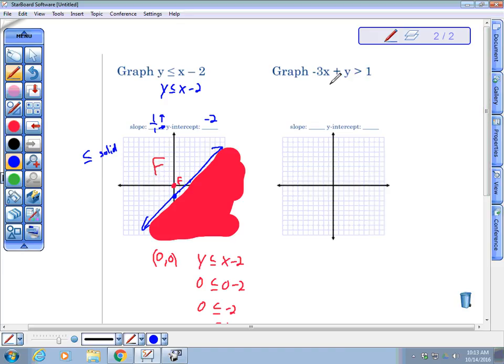Last one, this one here. I'm going to graph it as if it is minus 3x plus y equals 1. And if I add 3x to both sides, I'll have y equals 3x plus 1. The slope is 3, the y-intercept is 1, so put a dot at 1, and then go up 3, so 1, 2, 3, and over 1, up 3 and over 1, up 3 and over 1. Now this is greater than, so that is going to be a dash line, so I will connect these dots with a dash line.